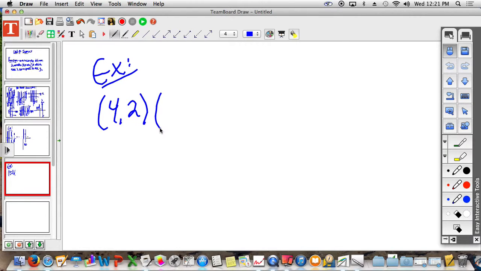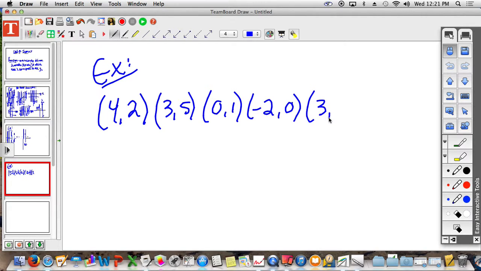I'm going to give you a bunch of ordered pairs. (4, 2), (3, 5), (0, 1), (-2, 0). Is it a function? Yes. Why? No x repeating. There's no repeated x. Alright, well, I am going to make a repeated x then. Here's a repeated x. Is it a function? Yes. Why is it a function? It's the same point.